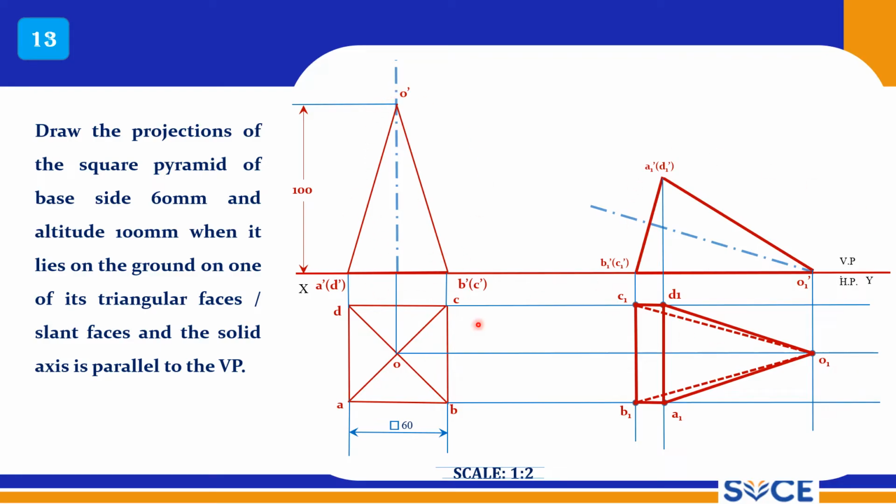In a sleeping problem, when it is sleeping on one of its triangular faces, it means that you have to take the edge on the right side. So in this case also you have to take the edge on the right side.